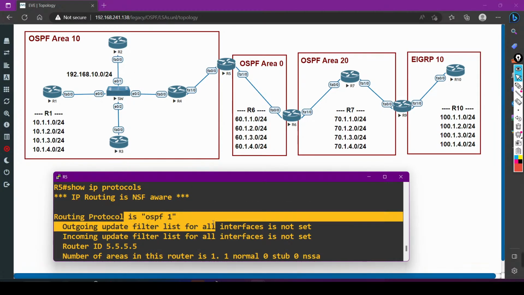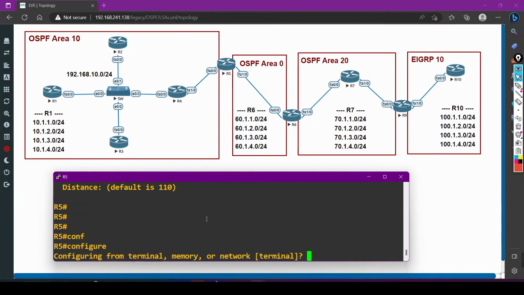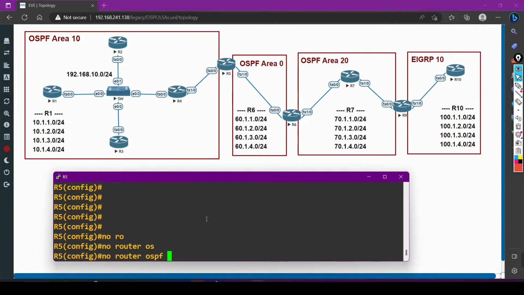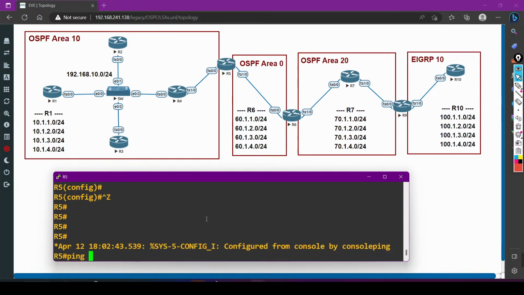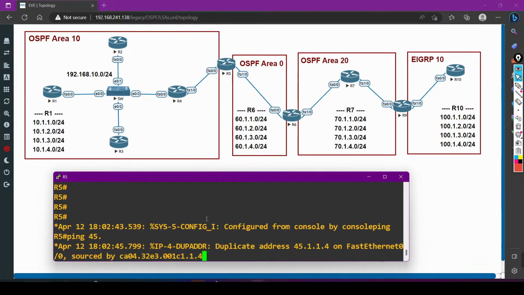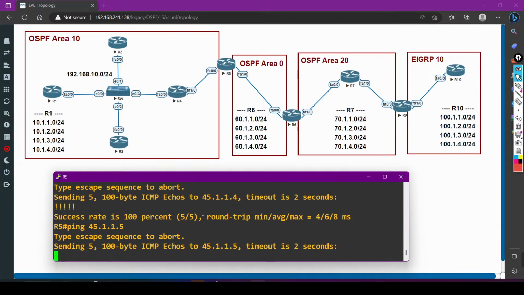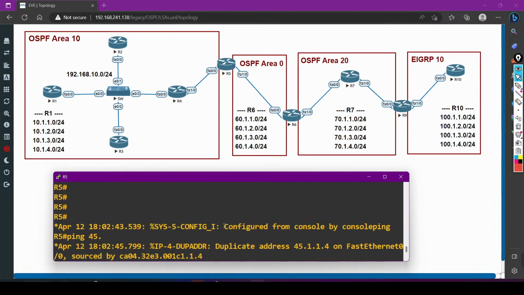But there is some misconfiguration. I am getting one log message. So let me remove the OSPF configuration from here. No router ospf process 1. Now let me ping my neighbor, ping 45.1.1.4. Okay, I am able to ping 45.5. So I am not able to ping. That means here I have configured the wrong IP address. You can see.